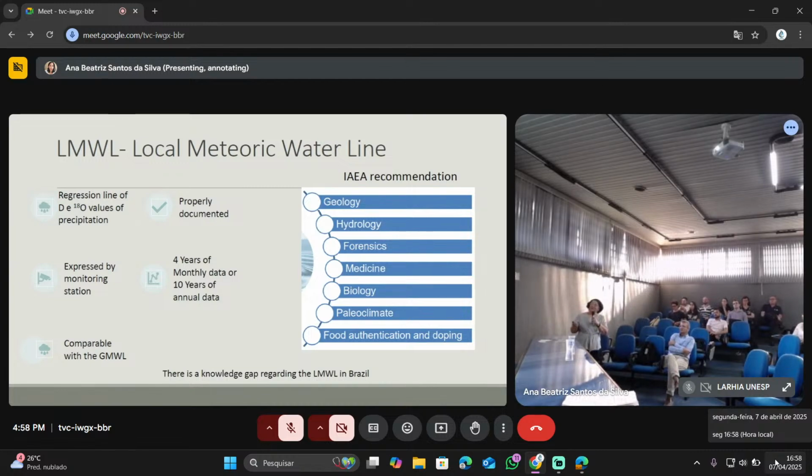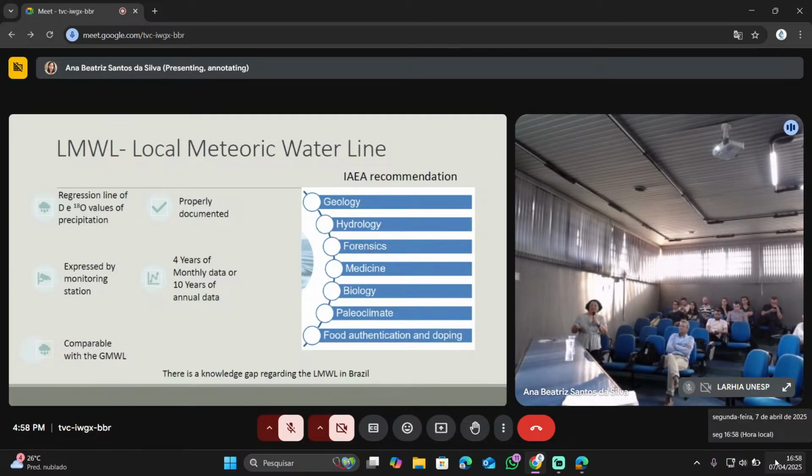And that information can be used in several applications: in geology, hydrology, forensics, medicine, biology, paleoclimatic studies, and food authentication and docking. So once you have this line constructed, you can use this information in many other studies.